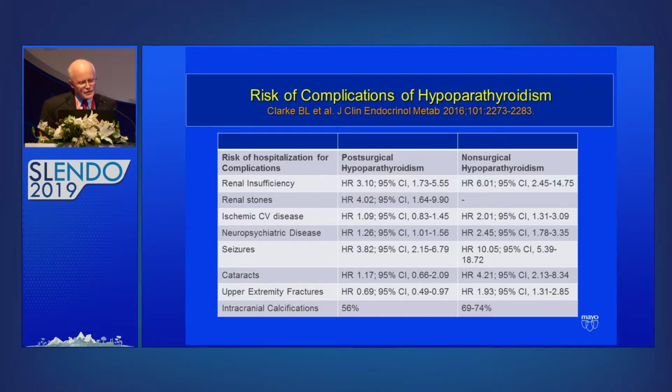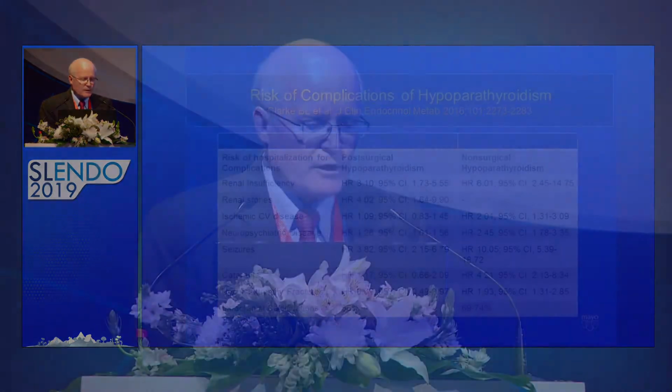So what about risk of complications? The Danes have published their experience both on post-surgical and non-surgical hypoparathyroidism, and what you see is that the risk of hospitalization for complications is what you'd expect. Certain things like, for example, seizures are markedly increased. Cataracts are increased if you have the non-surgical form. Upper extremity fractures, they found, were increased in the non-surgicals but decreased in the post-surgicals, which is still a conundrum that we do not have an answer to yet, and it's not clear whether there really is an increased risk of fracture or protection from fracture just because you have high bone density and reduced bone turnover.